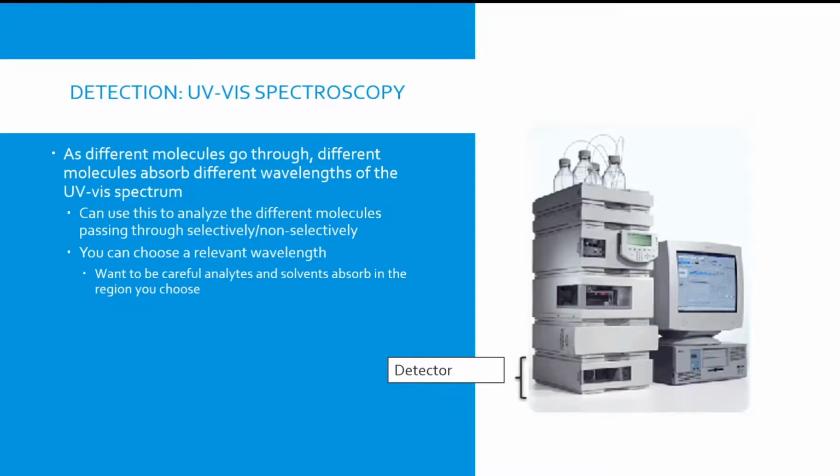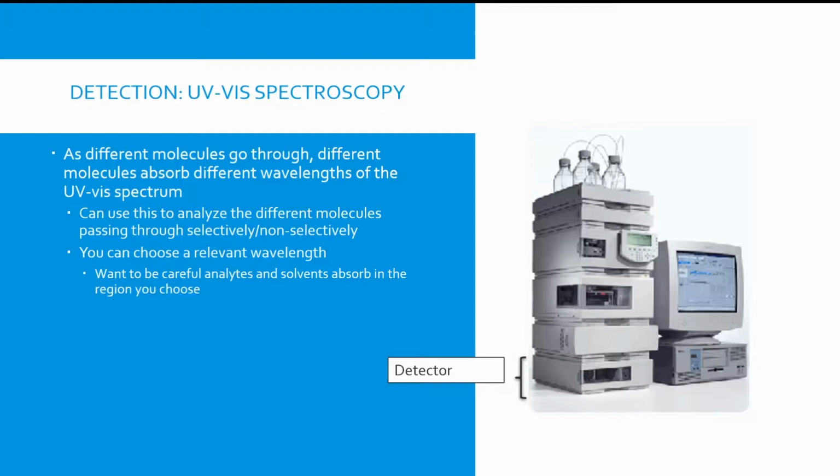So now that your sample has completely separated into its components, you want to be able to detect them as they pass through the HPLC. The way we do that is we use an instrument called a UV vis spectrometer. What this does is it emits a certain wavelength of light within the UV vis spectrum, and it'll see a compound that absorbs that amount of light and will make note of it.